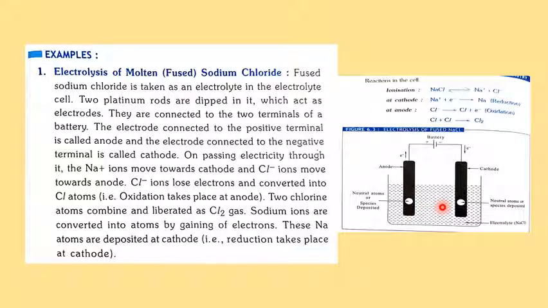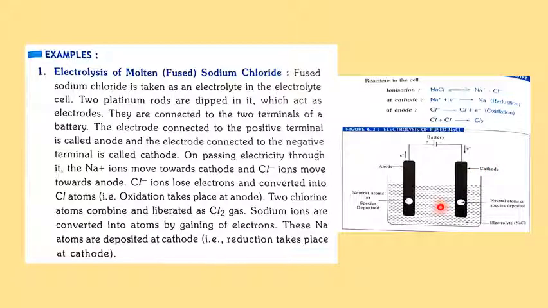Next, two platinum rods are dipped in the fused NaCl. One is connected to the positive terminal of the battery that acts as anode. Another rod is connected to the negative terminal of the battery that acts as cathode. Anode is positive electrode, cathode is negative electrode. Next, when electricity is passed by the battery through the solution, this NaCl dissociates into positive and negative ions, Na plus and Cl minus ions. These positive ions move towards the oppositely charged cathode that has negative charge.